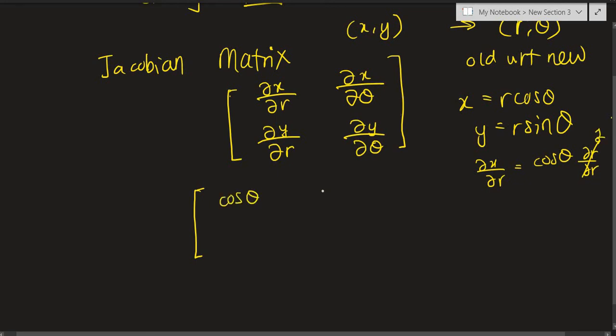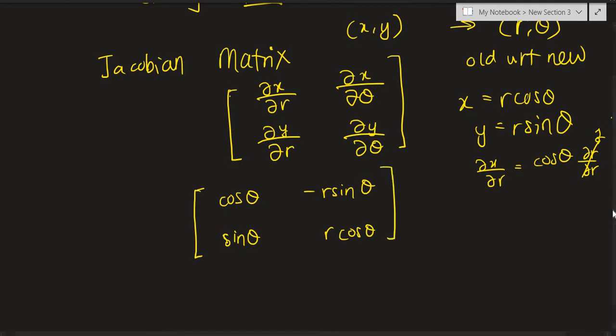Differentiating with respect to theta, r gets treated as a constant. The derivative of cosine is negative sine, so negative r times sine theta. Differentiating with respect to y, sine theta is a constant now, so we just have sine theta, the other term goes to 1, and over here we have r times the derivative of sine, so cosine theta.